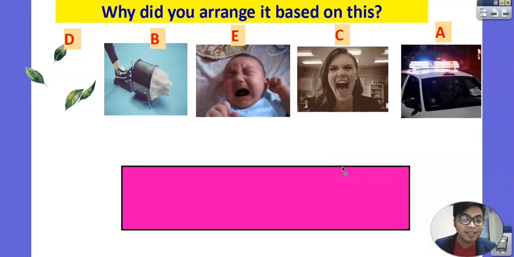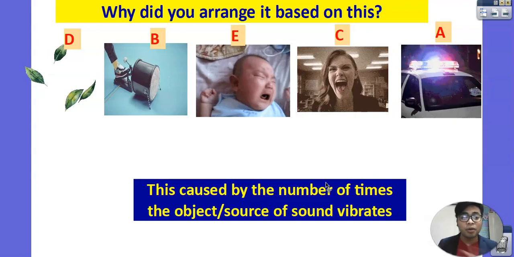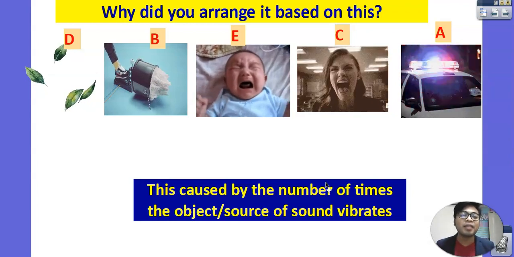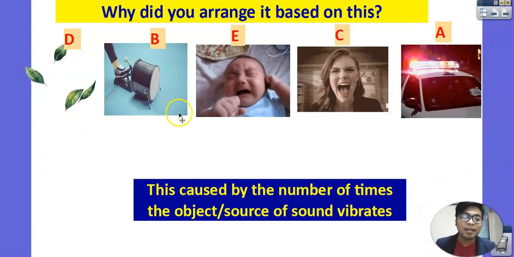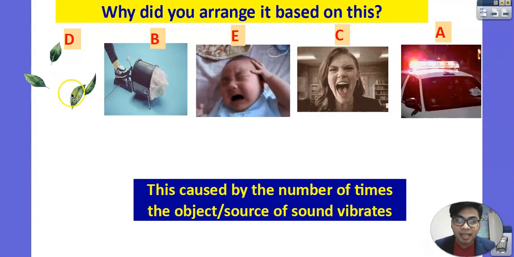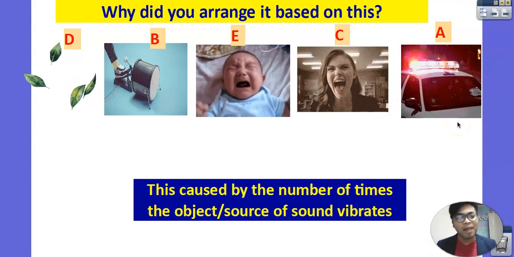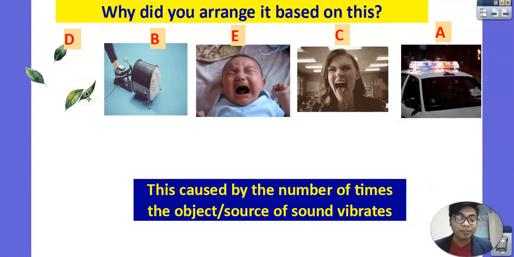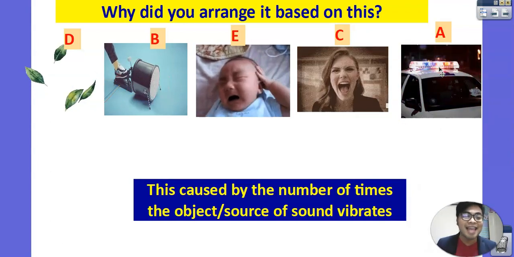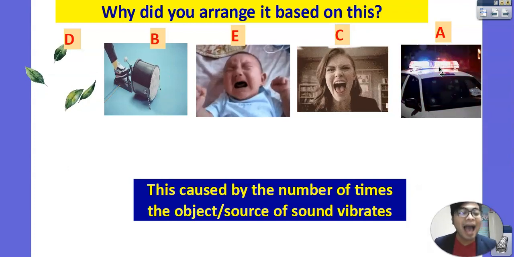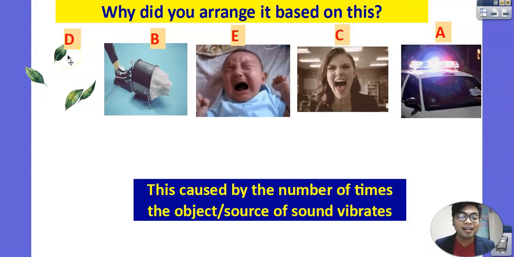Can I hear it? So I have my own reason here. This is caused by the number of times the object or the source of the sound vibrates. That means the vibration in letter D is different from the vibration in letter A. This one might be the slowest, and this one might be the fastest among all of these 5, and that gives A the highest pitch, and thus D has the lowest pitch.